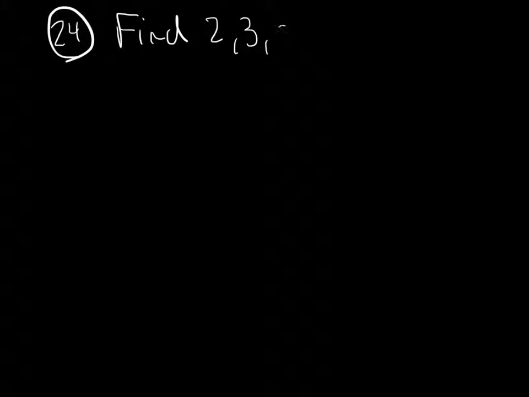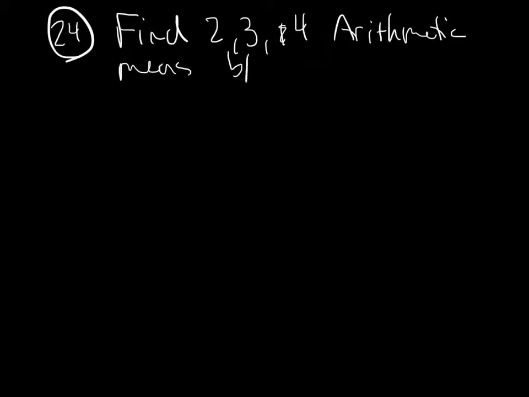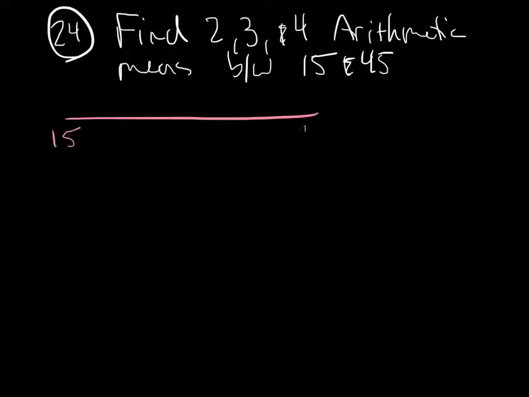Okay, so what does that mean for you in your homework? You look at problem number 24, it wants us to find 2, 3, and 4 arithmetic means between 15 and 45. So essentially what we've done is we've got a measurement here. We go 15 to 45. We want to know 2 arithmetic means. Those are there and there.